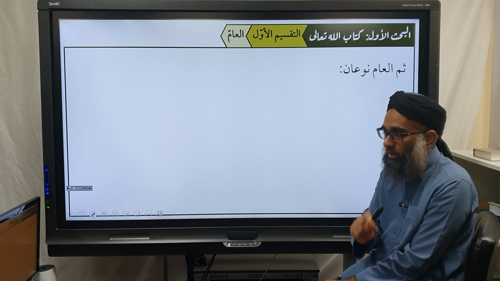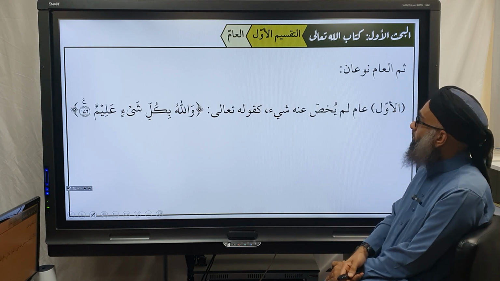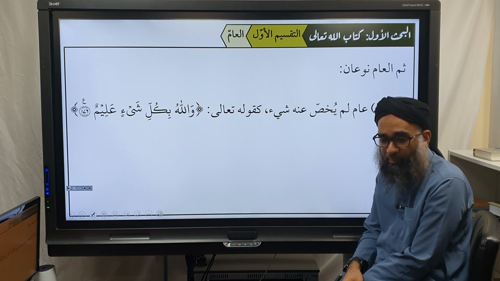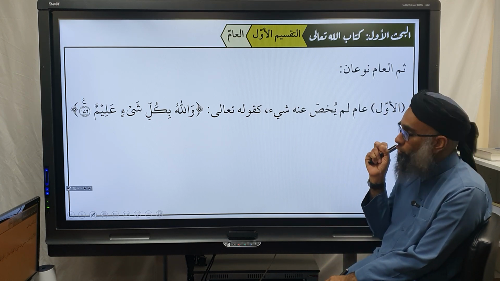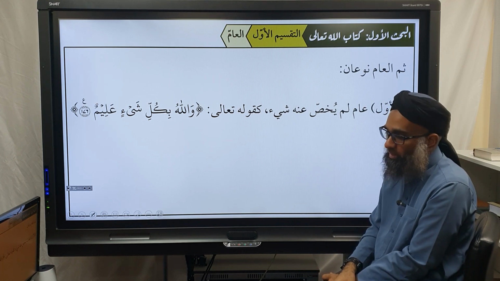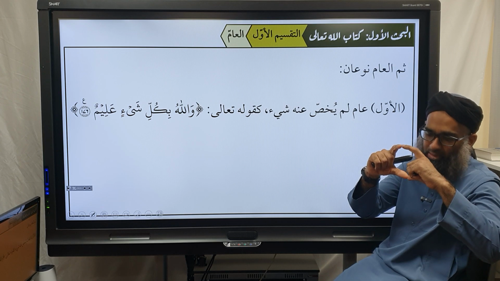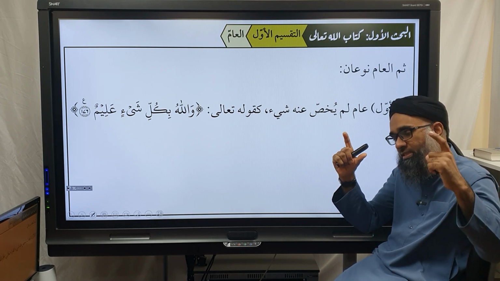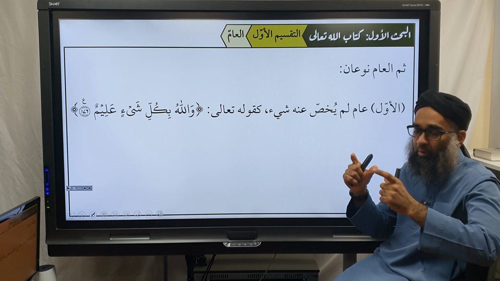Then we move on to say there are two types of am. Al-amu naw'an. The first type is am lam yukhassa anhu shay, that am from which nothing has been made makhsus. The am remains as it is. Meaning, the word encompasses a group of people, or a group of things, a group of items, and every single item remains under the hukam of the am.